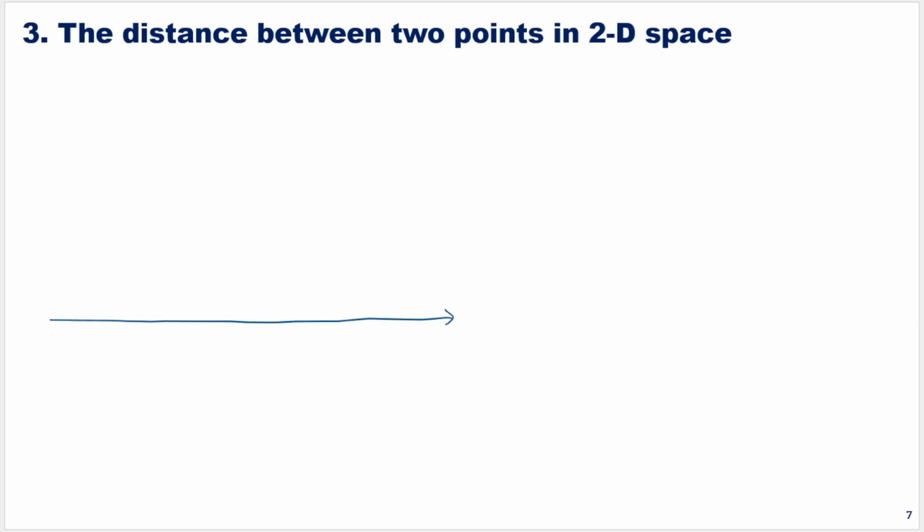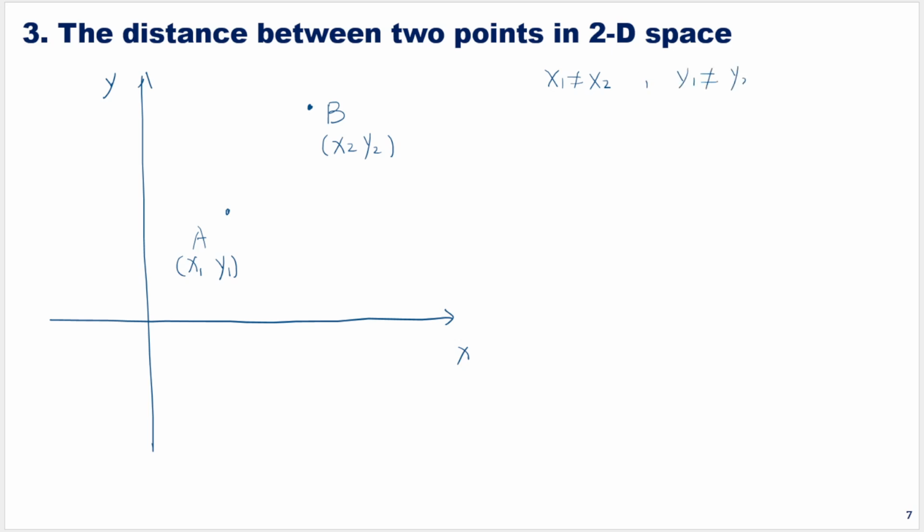So in 2D space, we have the x axis and the y axis, right? Suppose we have 2 points A and B. Coordinates of A are x1, y1. Coordinates of B are x2, y2. Well, first of all, let's suppose x1 does not equal x2 and y1 does not equal y2, which means the line AB is not parallel to the x-axis or y-axis, right?